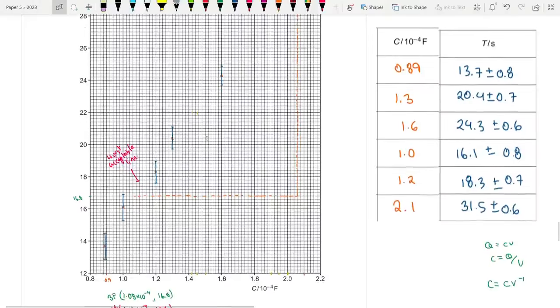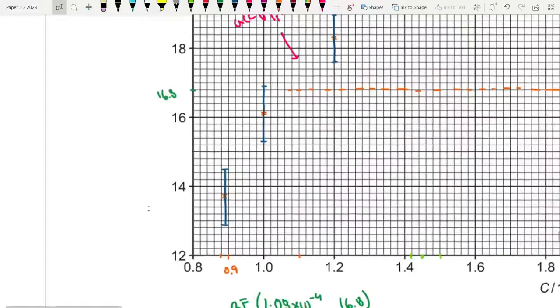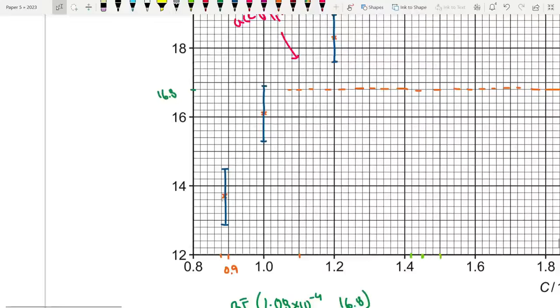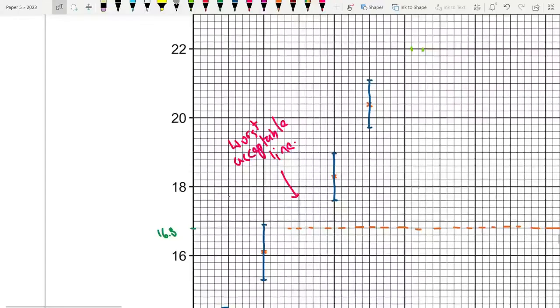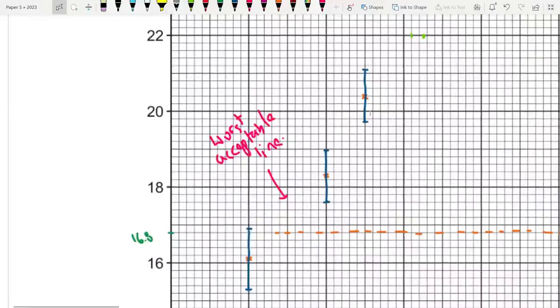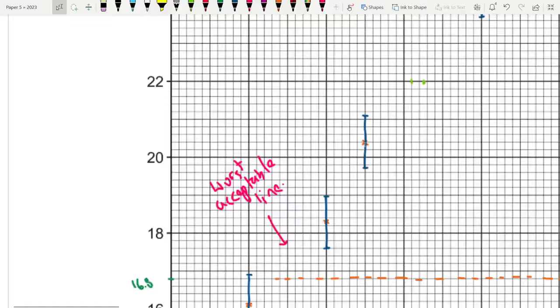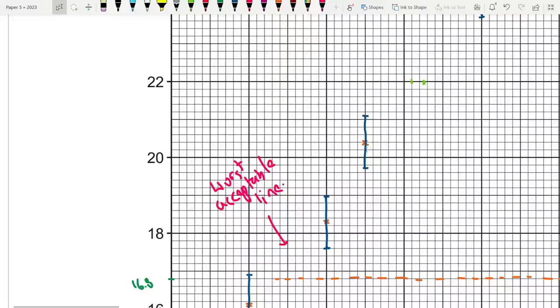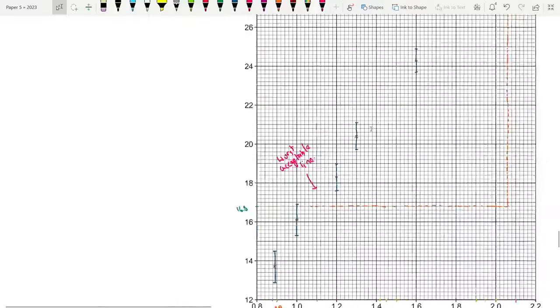And for the error bars, this is how it's done. For example, take a look at the first point, 13.7 plus minus 0.8. So 0.8 means 4 small boxes. So 1, 2, 3, 4, like that. I'll show you a better point. For example, the one at 1.3, it's 20.4 plus minus 0.7. That means 3.5 boxes. This is 1, 2, 3, 3.5. That's how you do it, okay?